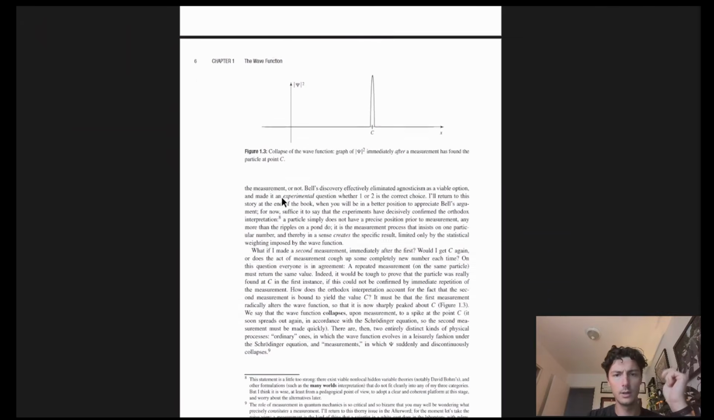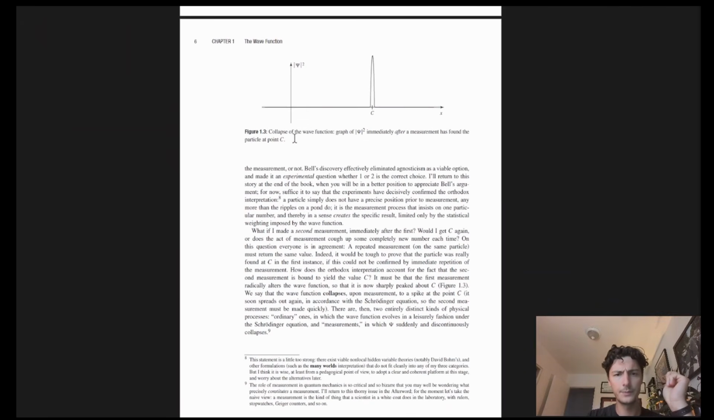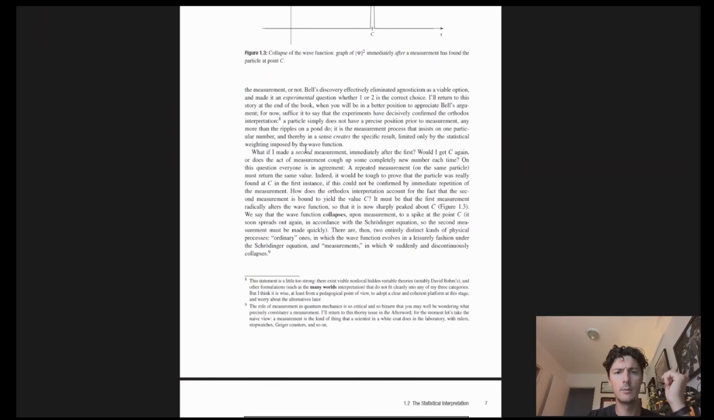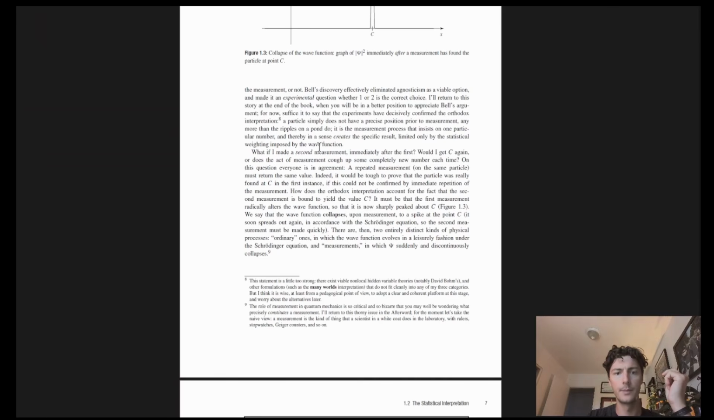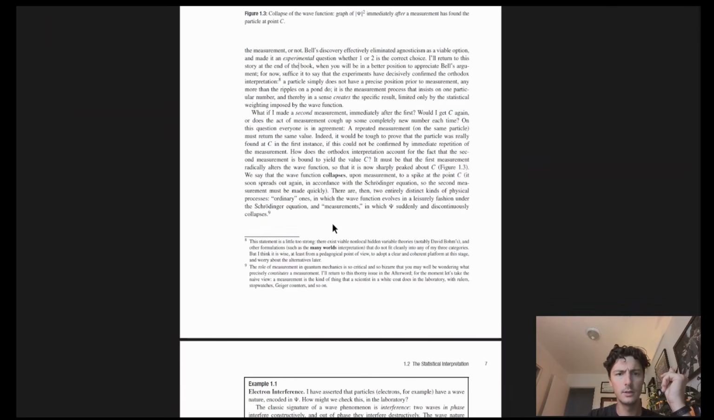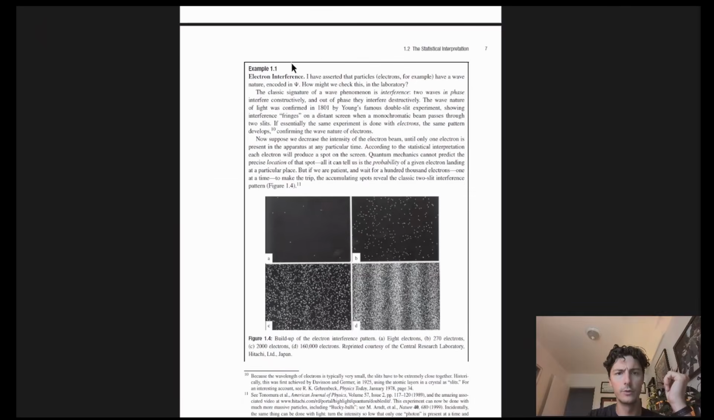1 minute 40 done on the timer. Let's keep going. The collapse of the wave function, psi straight lines squared immediately after a measurement has found the particle at point C. Okay, what does this mean? We're going to keep going through. I just see this capital word Bell, Bell's discovery. This probably implies a person named Bell. I think I've heard of this gentleman before. Okay, no bolded words here. I'm just going to move through.